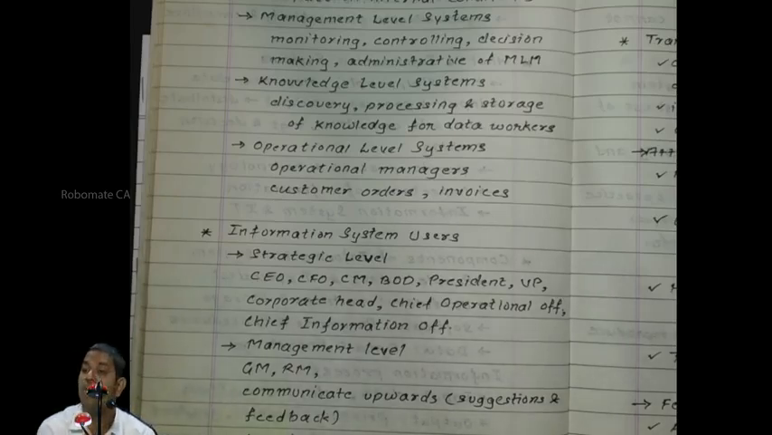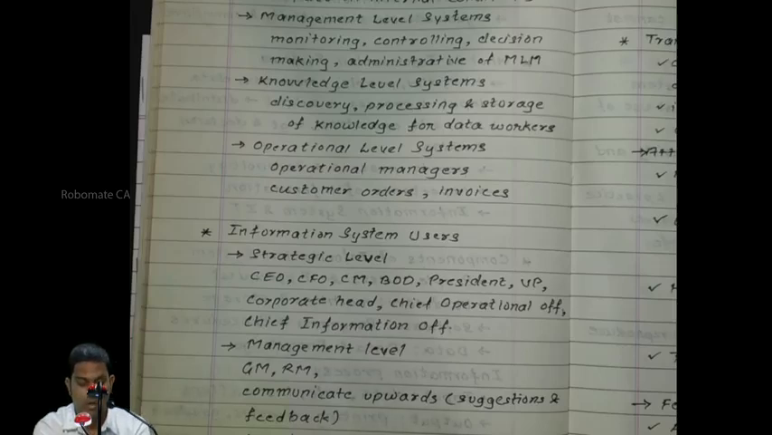Chief Operational Officer, normally the head of the production team. And Chief Information Officer. In today's business world, information has become very important, so we have appointed a person responsible for collecting, storing and giving information, and that person is called the Chief Information Officer. So all these people are the posts at the top level management, which in terms of levels of information system we call the strategic level information system.